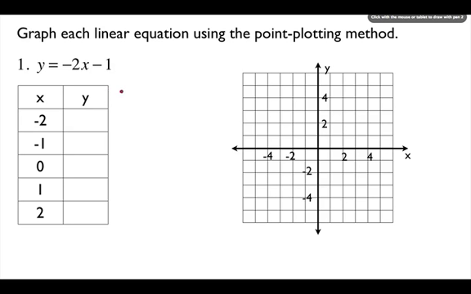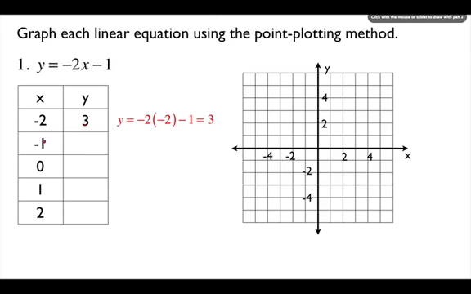Then I'm going to have to find the y values that correspond to each of those x values. So it's going to look very similar to what you did in the previous section, 3.1. You plug in negative 2 for x into your linear equation and simplify. In this case, we get 3. So the y value that corresponds to this x value is right here.